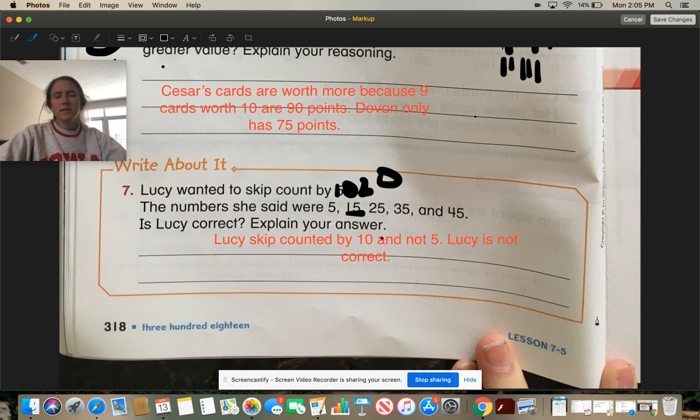Go ahead and do your best. If you need to use your fingers, go ahead, and if your parents want to pull up a number line for you, maybe on the internet, that might help you too.